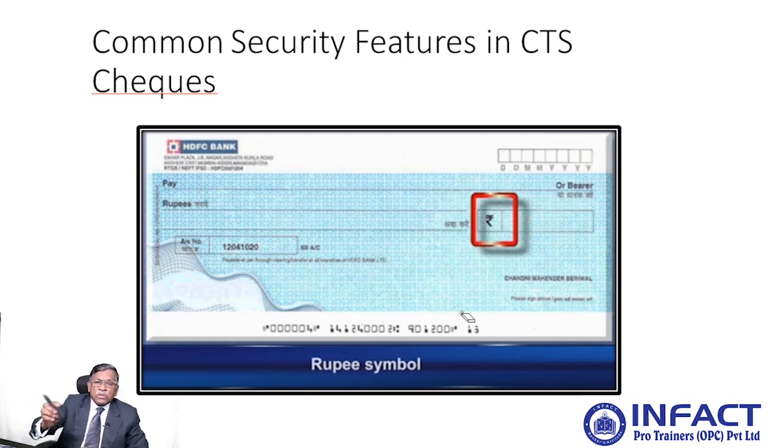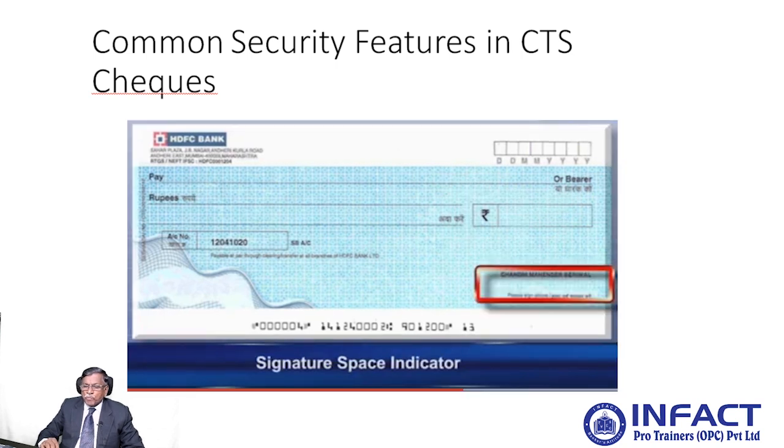Let us now move on to the next feature of the check. Now it talks about the signature space indicator. It is very clearly highlighted over here. You can see that this is the space meant for signature. The customer, the drawer of the check, has to sign it the way he signed all the instruments.